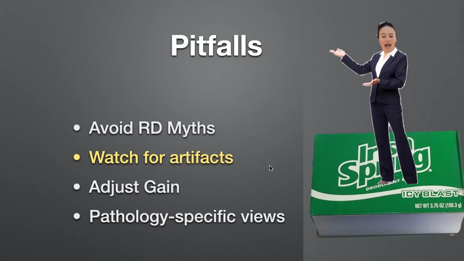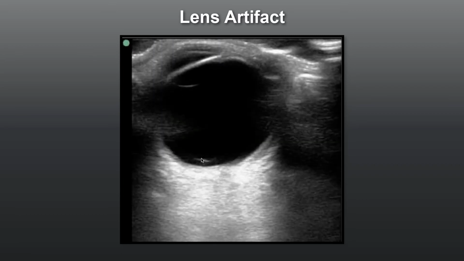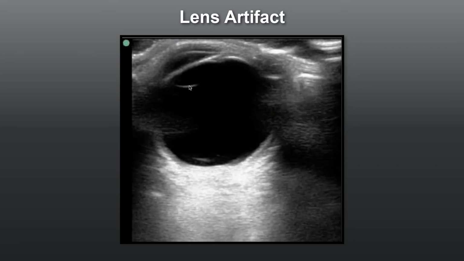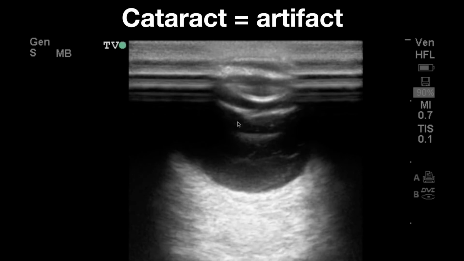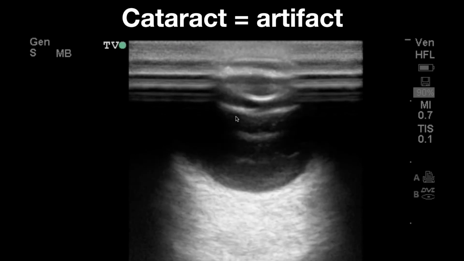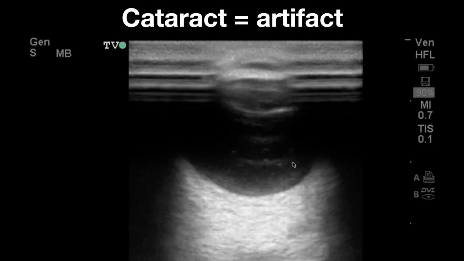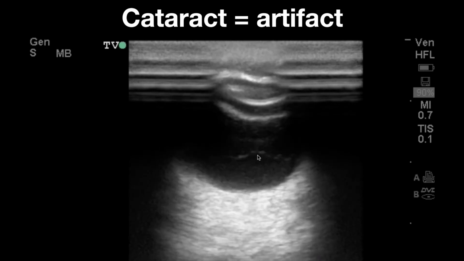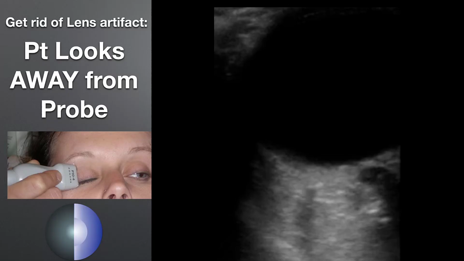So now that I've gotten through my soapbox, we'll talk about a couple other artifacts that can be helpful for you, and then gain and extra views. Lenses can cause a fair amount of artifact. If you see this little line back here, this is actually just a reflection of the sound from this lens up here. Patients who have cataracts in their native lens have a lot of artifact off of it. This is a lot of reverberation artifact, this curvilinear curve here. It's so bright that it's almost erasing the posterior vitreal detachment that this patient has as well. There's sort of an irregular line back here.